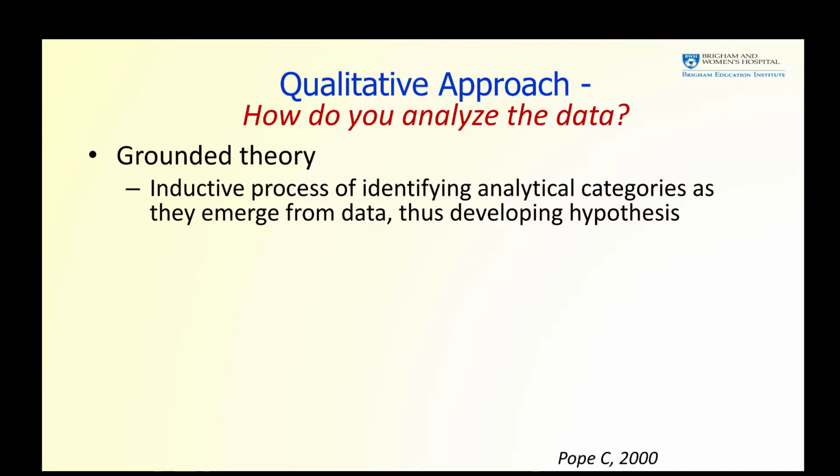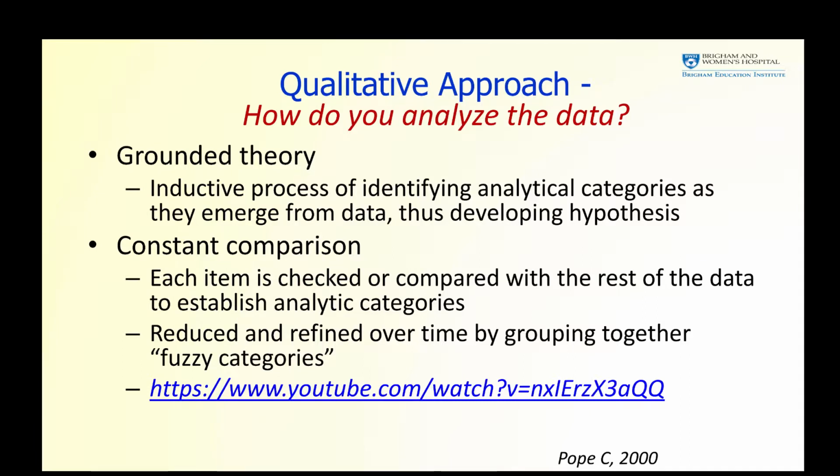As part of the analysis, we can also use the concept of constant comparison. In this case, each item is checked or compared with the rest of the data to try and establish the analytical categories. And over time, data can be reduced and refined by grouping together fuzzy categories, things that may be unclear. You'll see using the link to the YouTube video before an example of how constant comparison methods are used.